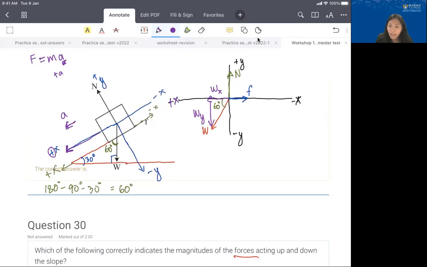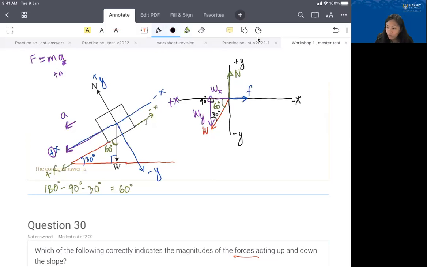We get the x and y components. Remember that the x and y components always form a 90-degree angle between themselves, so they're always perpendicular. That means that the angle between the diagonal weight force and the y component will be 30 degrees. Okay, it's 90 degrees between the x and y components. So if you add up the internal angles, 60 plus 30 plus 90 will give you 180 degrees.